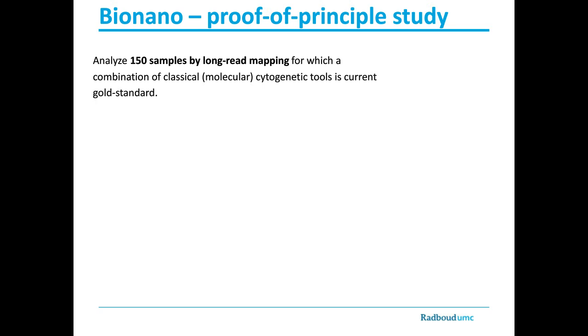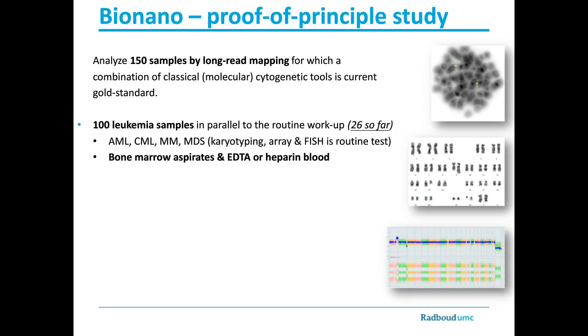So we decided in our laboratory to test the Bionano system for 150 samples, of which 100 are leukemia samples of various different diagnoses. For all of those, usually the standard of care is karyotyping plus array plus FISH, or sometimes 2 of those 3 combinations as a primary test. The standard samples we use for that are usually bone marrow aspirates or EDTA or heparinized blood.